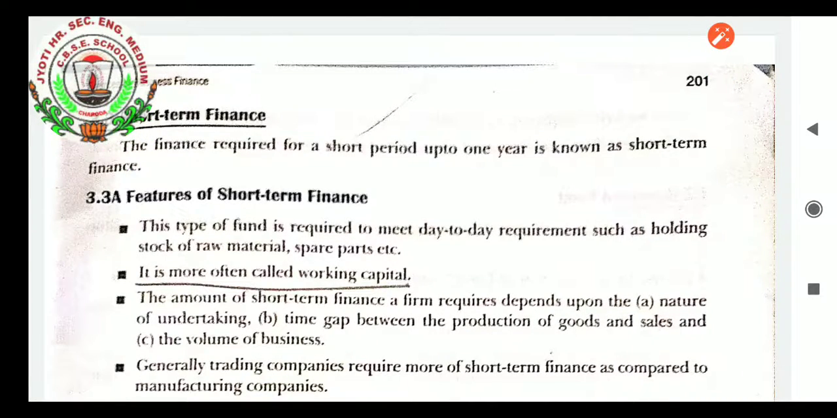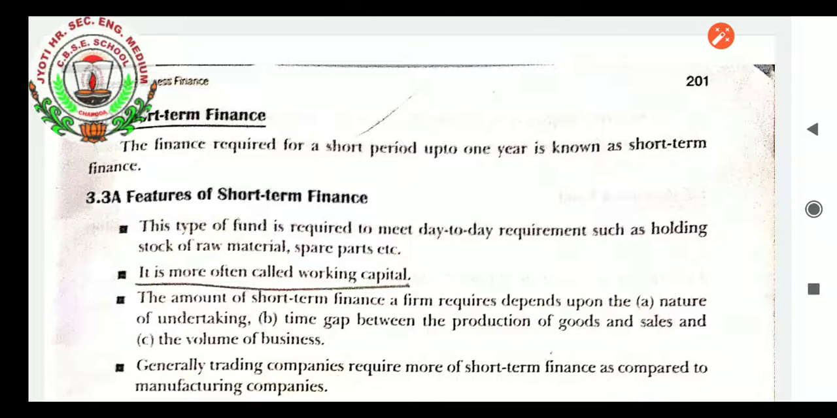Today we will learn the topic business finance, the sources of business finance. In that we will continue with short-term finance. The finance required for a short period, up to 1 year, is known as short-term finance. This type of finance is generally needed for fulfilling the needs of a short period of time.